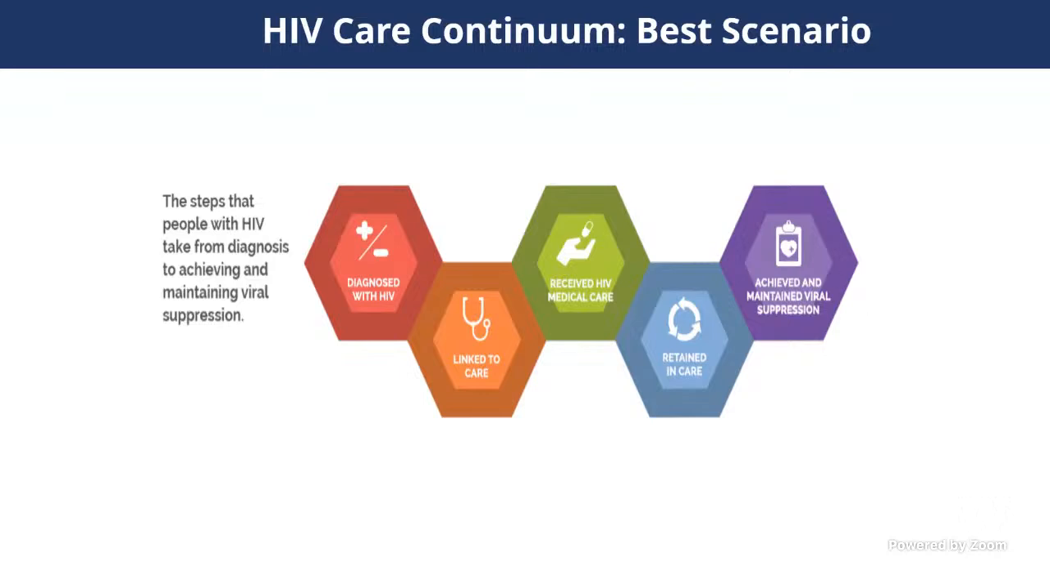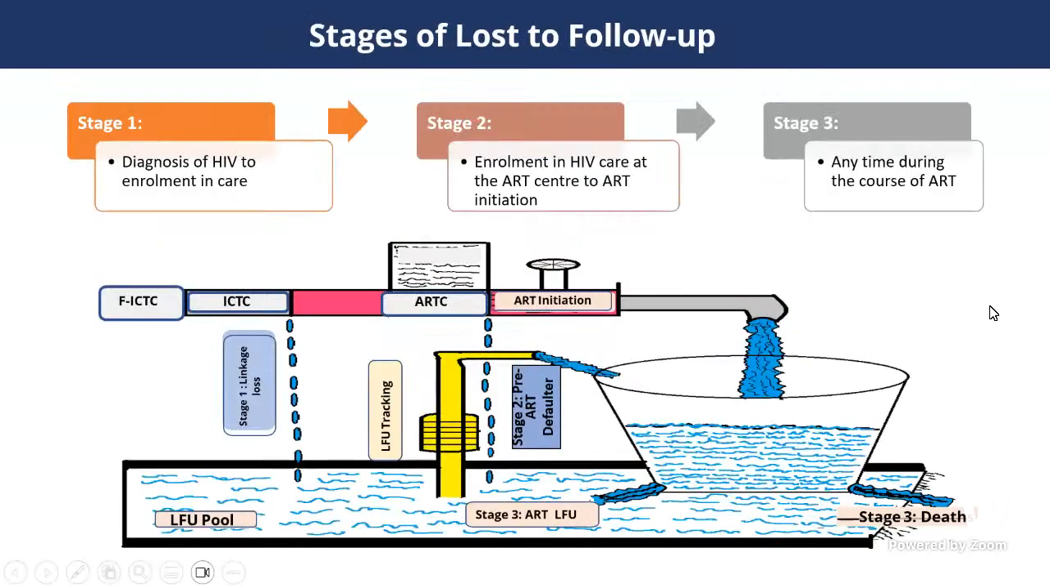Now further, next slide. This is a very important slide that most of you would also have seen in the capsular training too. So we use the same slide here today. If you see stage 1, you have identified the patients in ICTC, but we could not link them in time to ART centers. So even before they were initiated on antiretroviral therapy, they could not actually reach the ART center.